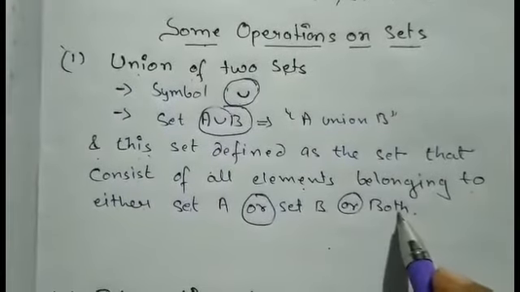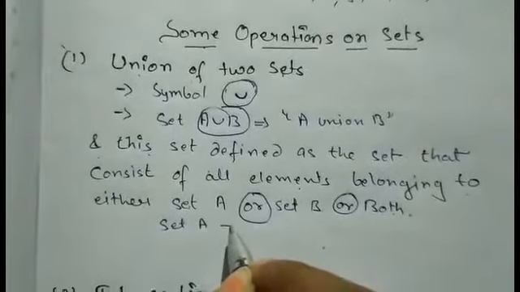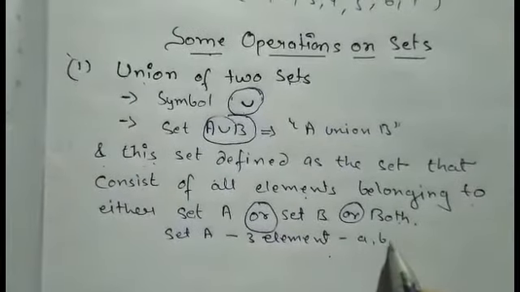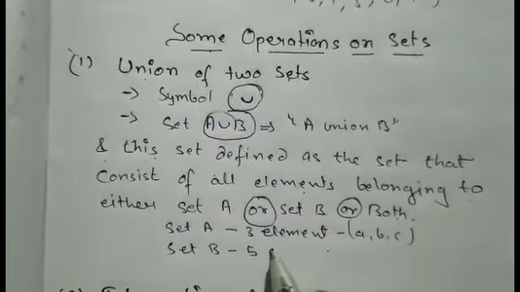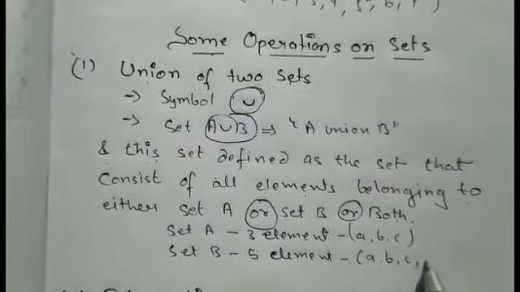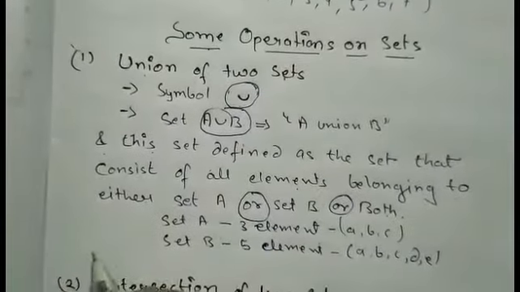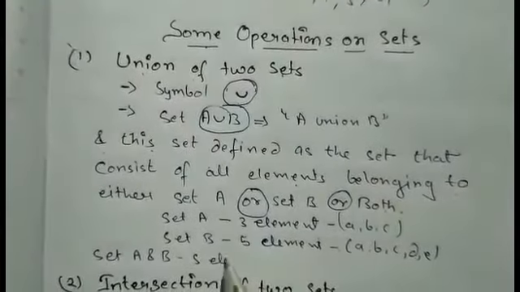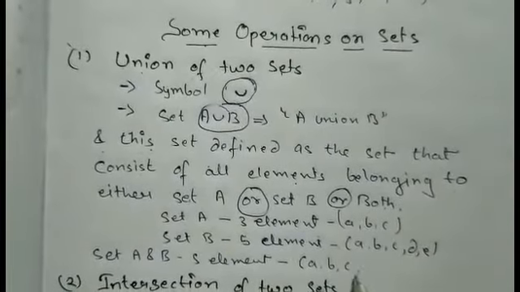For example, let set A consist of three elements A, B, C, and set B consist of 5 elements A, B, C, D, E. Then the union of sets A and B consists of only 5 elements rather than 8, that is A, B, C, D, E.